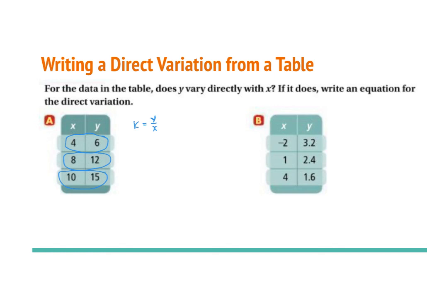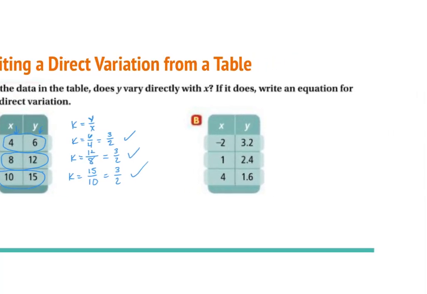In the first one, we've got y equals 6, x equals 4. So k equals 6 over 4, which reduces to 3 over 2. In the second one, y is 12 and x is 8, so 12 over 8. You can divide both the numerator and the denominator by 4 and get 3 over 2 as well. For the last one, y is 15, x is 10. 15 over 10, you can divide both by 5, and you get 3 over 2. As long as all of the k's are the same, you have a direct variation.